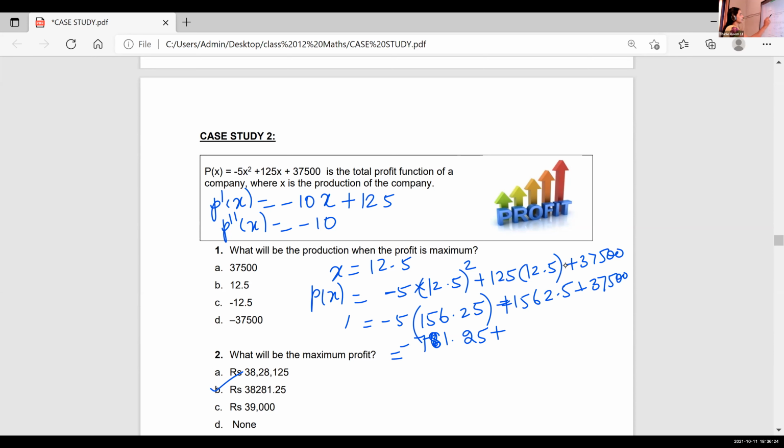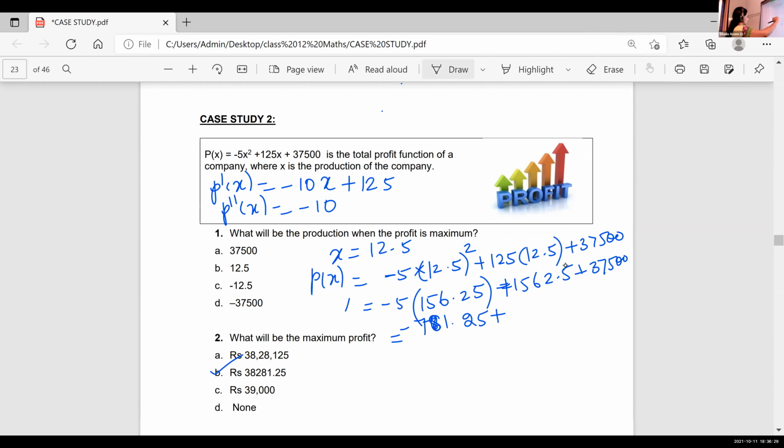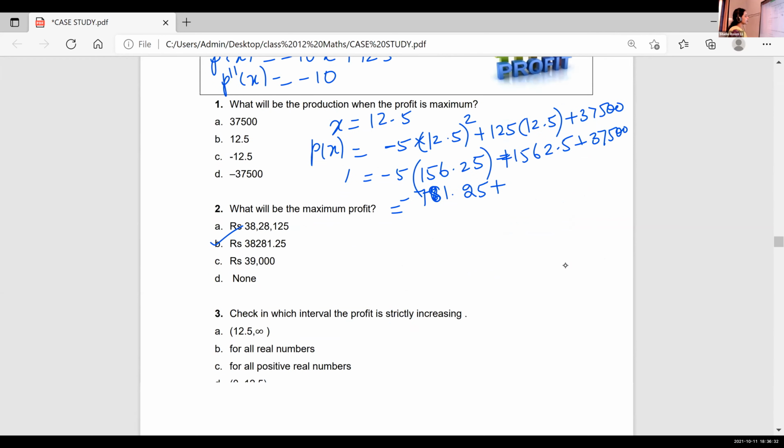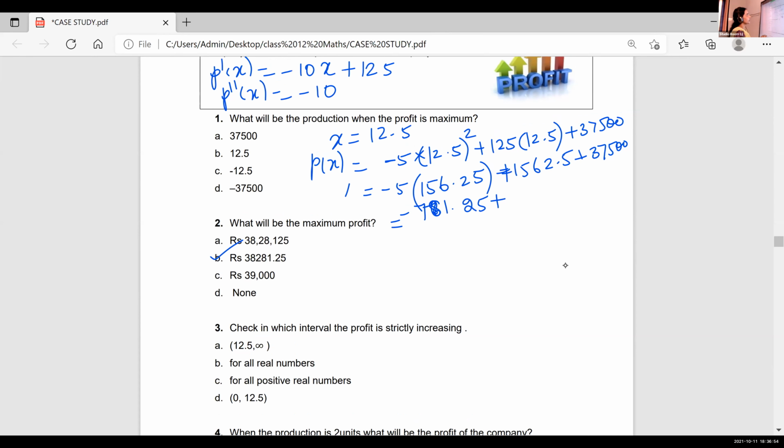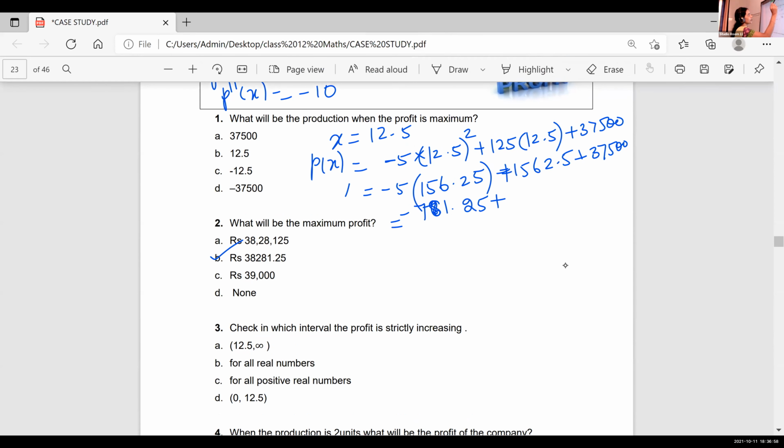Now, this question, look at the third part. In which interval the profit is strictly increasing? Here, maximum, minimum is asked. Now, the next part is, in which interval it is increasing? So again, no need to find f dash of x, already we have calculated. Initially, we have that p dash of x is minus 10x plus 125. So f dash of x is 0 means x is 12.5, isn't it?